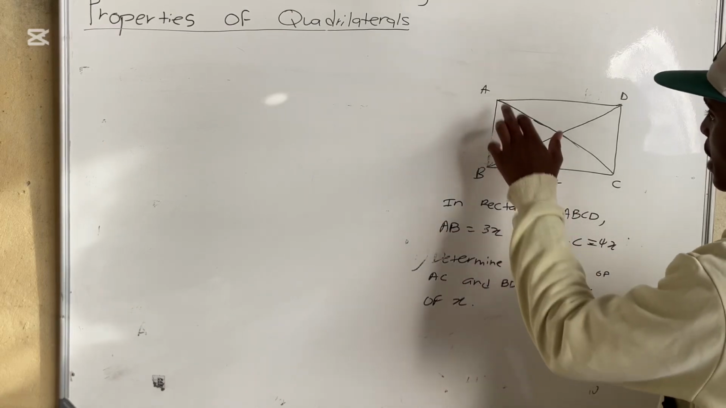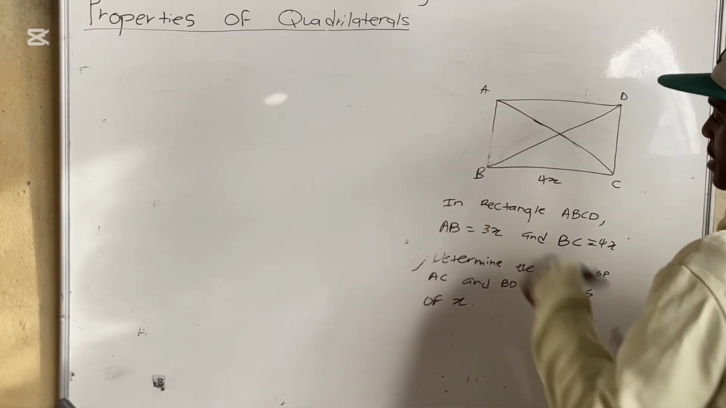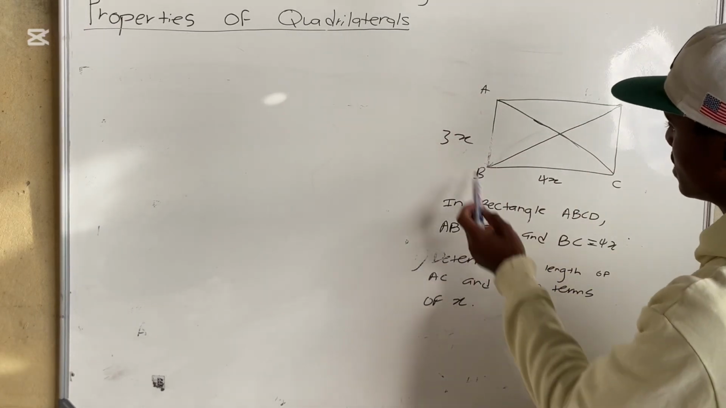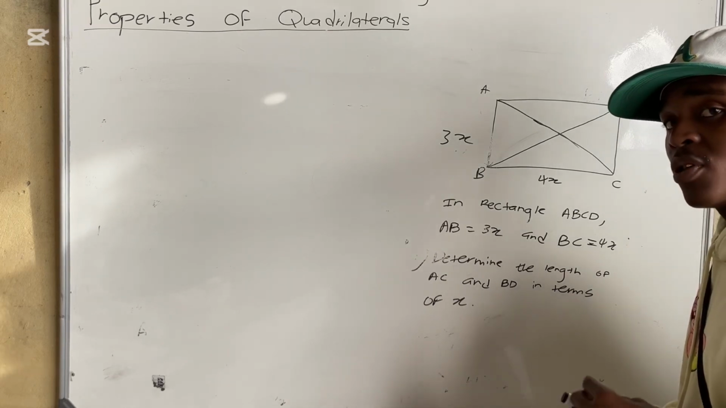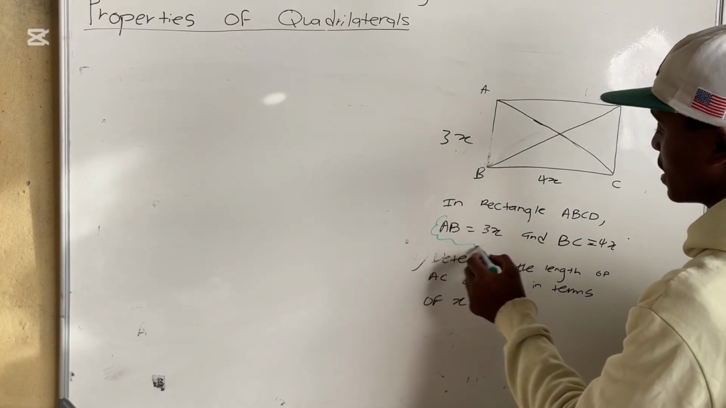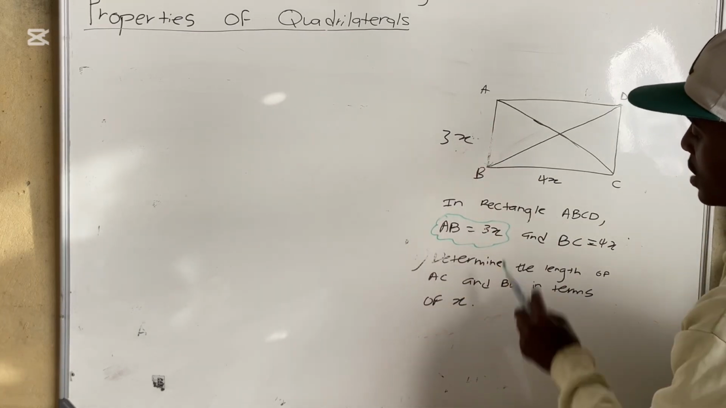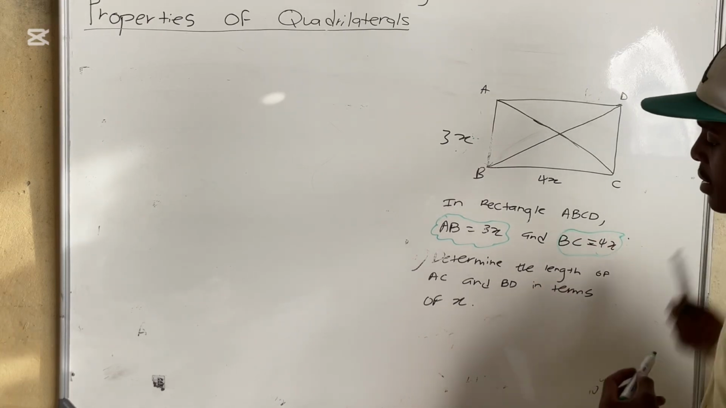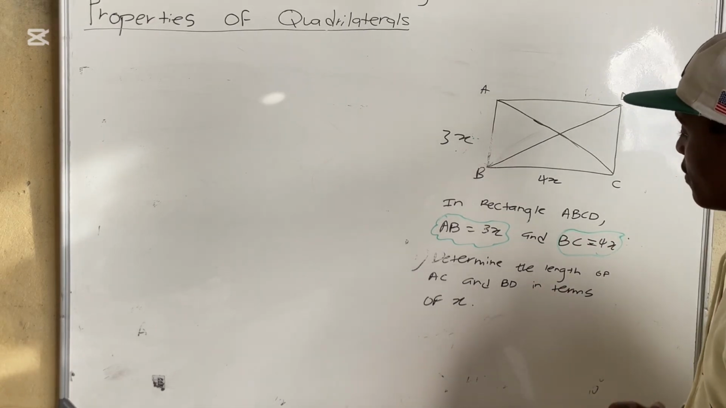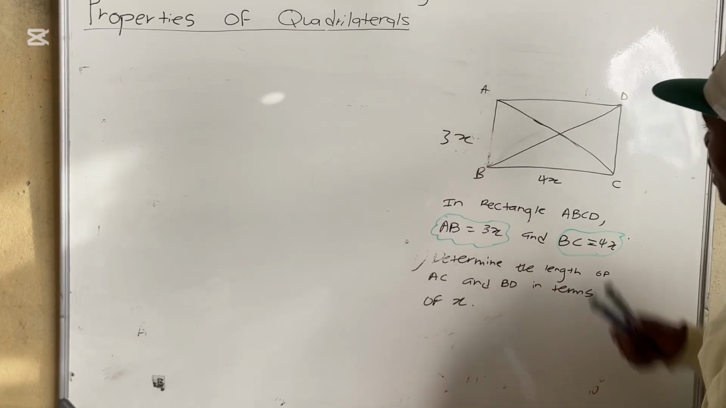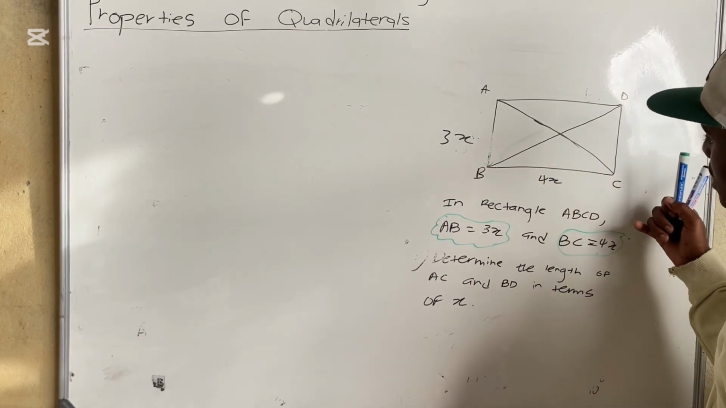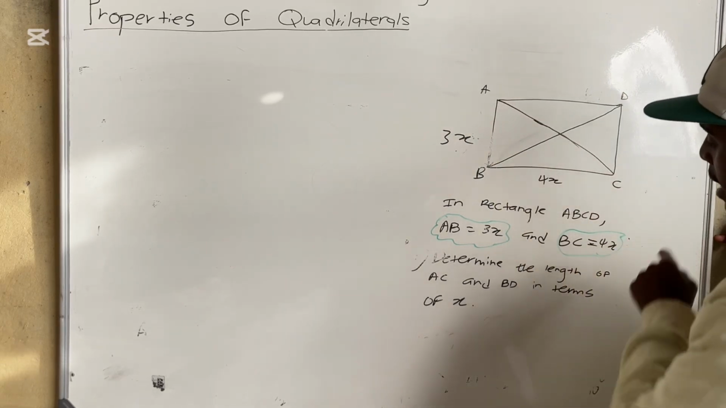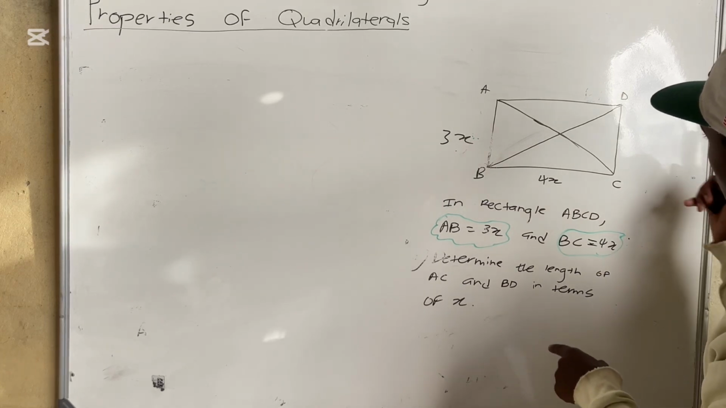In rectangle ABCD, AB is 3x. It was here, 3x. So they've shown us it's 3x. If you don't read the statement, you're going to miss out some stuff. Imagine if they didn't indicate it here. You will never know what AB is. And BC is 4x. You also highlight the things they're giving to you. Then they say determine the length of AC. Where is AC? Okay, here's AC. And then they want us to find BD.